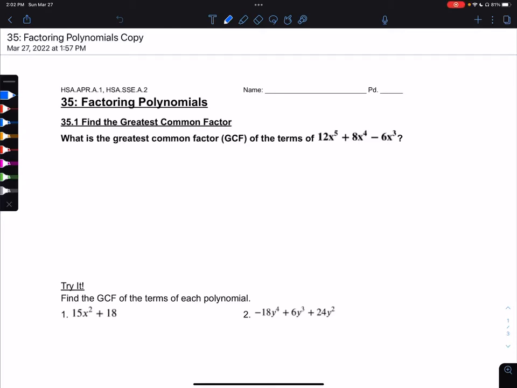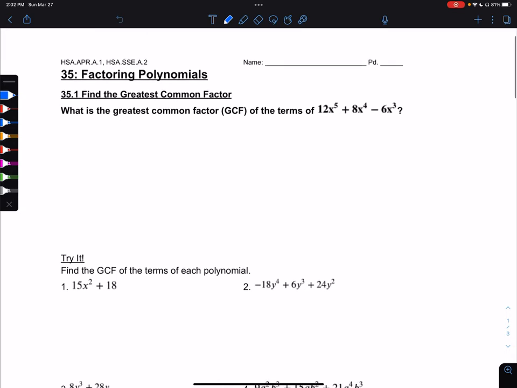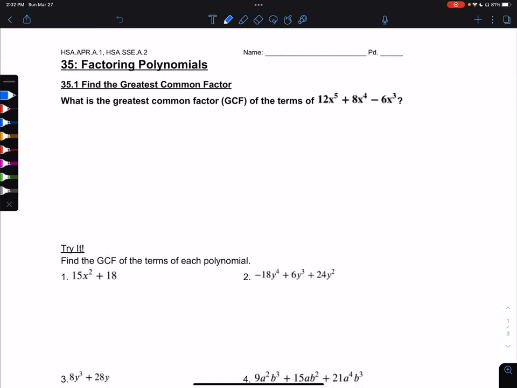In this video, we're going to look at topic 35, example 1, find the greatest common factor. So here we're asked what is the greatest common factor, the GCF, of the terms of 12x to the 5th plus 8x to the 4th minus 6x cubed.